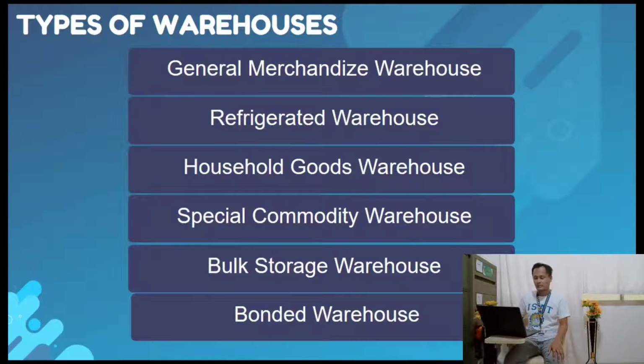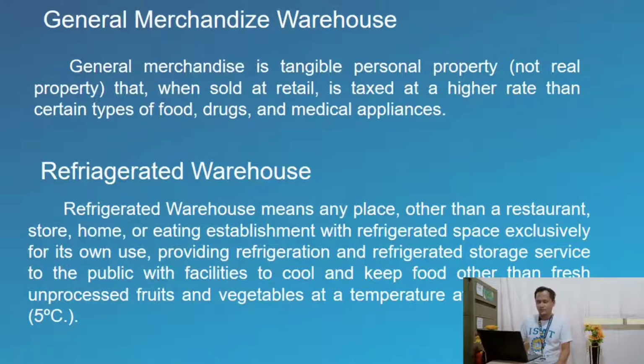We have the types of warehouses: general merchandise warehouse, refrigerated warehouse, household goods warehouse, special commodity warehouse, bulk storage warehouse, and bonded warehouse. For the general merchandise warehouse, general merchandise is tangible personal property, not real property, that, when sold at retail, is taxed at a higher rate than certain types of food, drugs, and medical appliances.